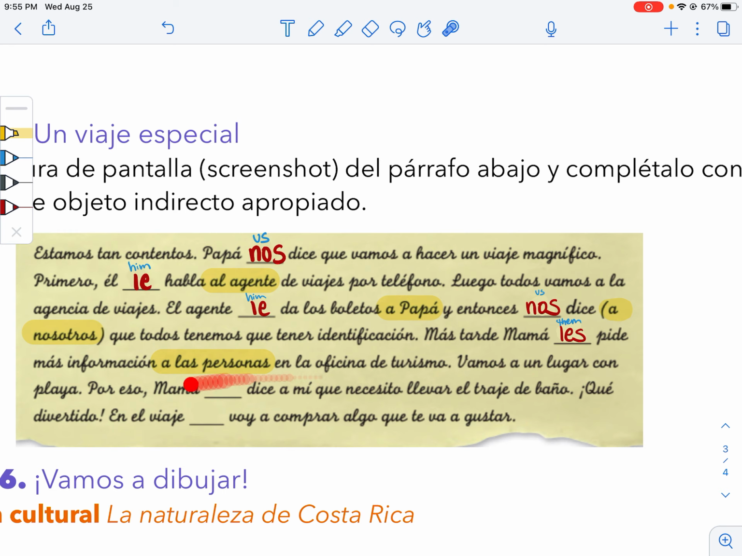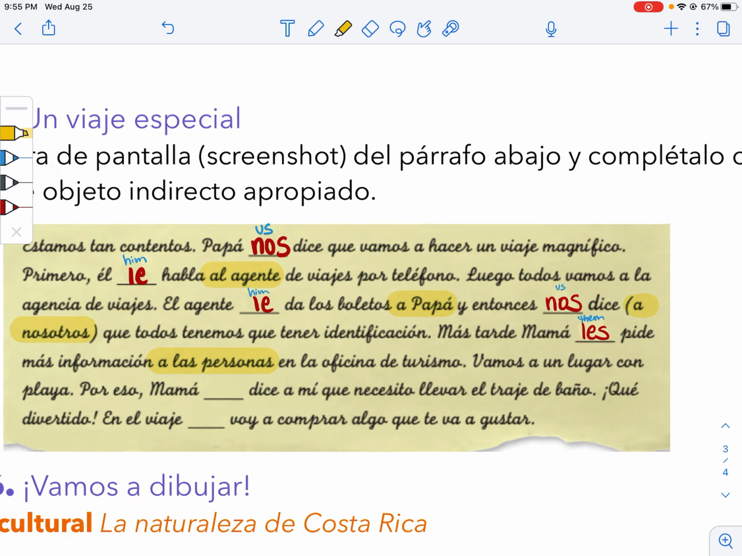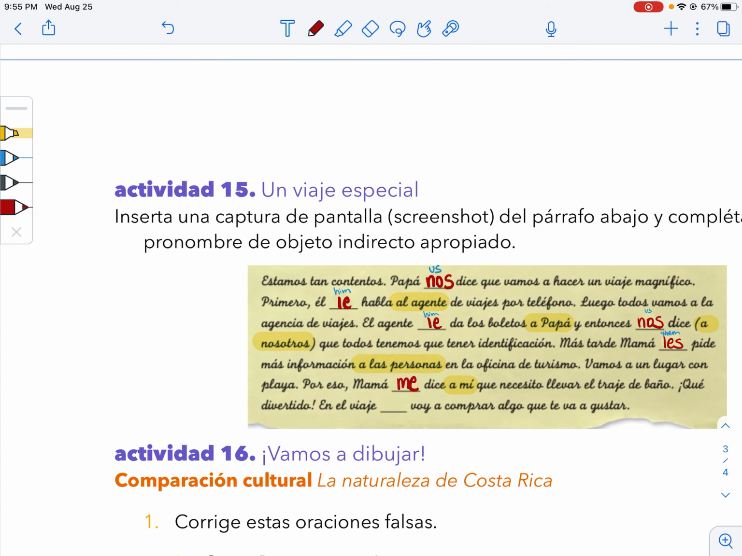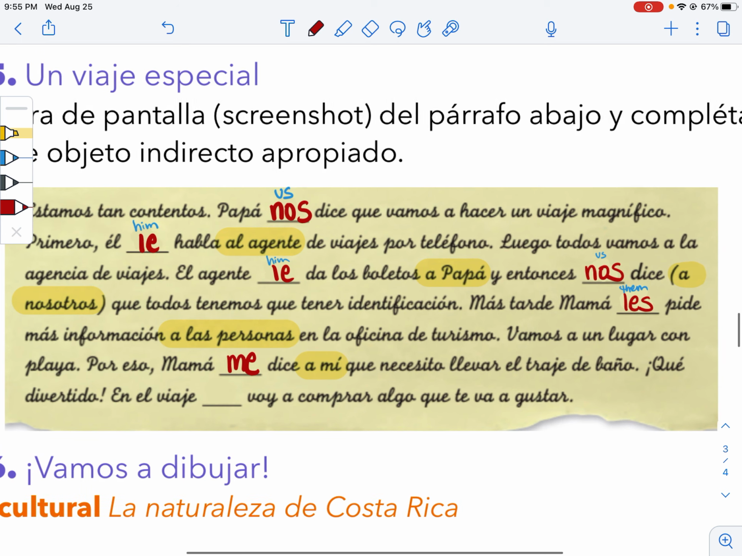Vamos a un lugar con playa. Por eso, mamá dice a mí. Mom tells me, so me dice a mí, que necesito llevar el traje de baño. ¡Qué divertida! Divertido? I really can't read his writing.